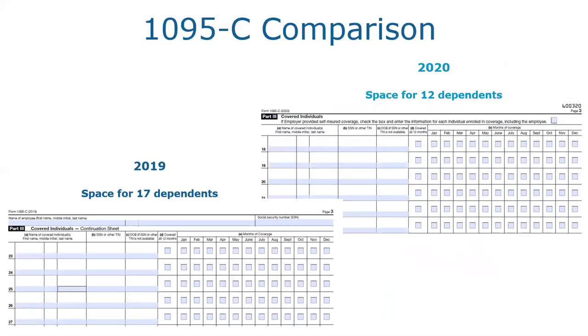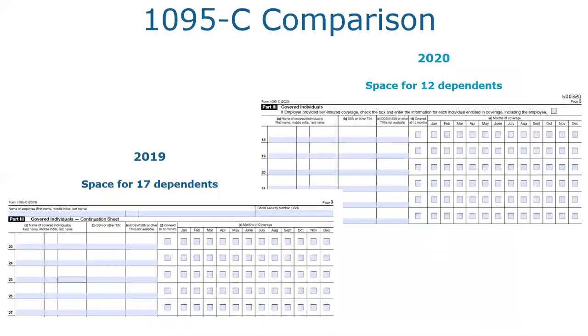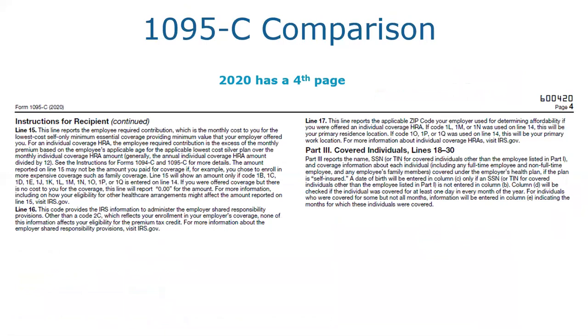Let's take a look at page 3 comparison. In 2019, we had space for 17 dependents. For 2020, based on some of the new features, we now only have space for 12 dependents. And for 2020, there is now a 4th page.